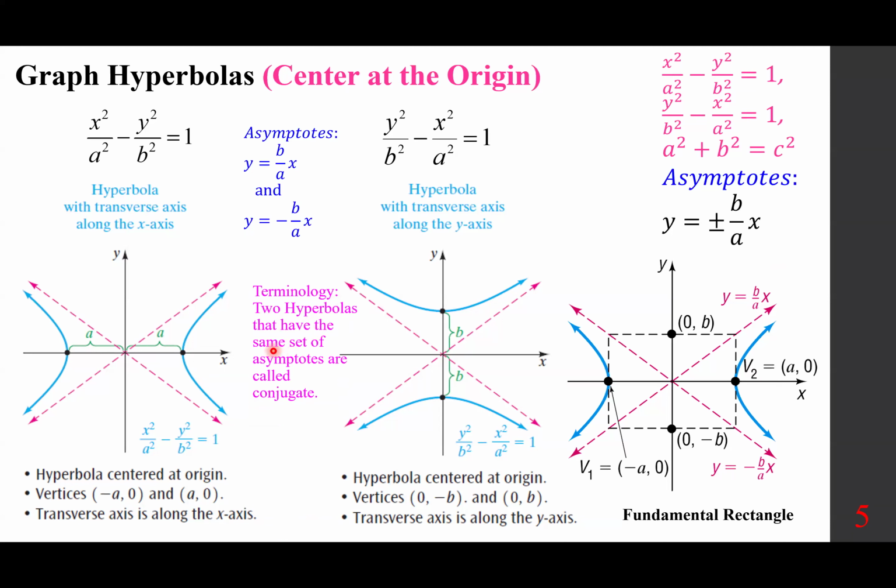So, terminology: two hyperbolas that have the same set of asymptotes are called conjugate. So these two have identical asymptotes. And notice, this is a, this is b. And if you draw a fundamental rectangle, it is the same for both of them. It's not as perfect as, of course, this one, but that gives you an idea.